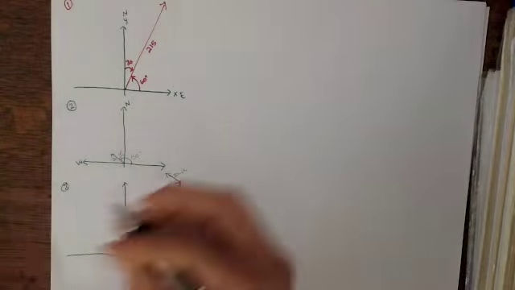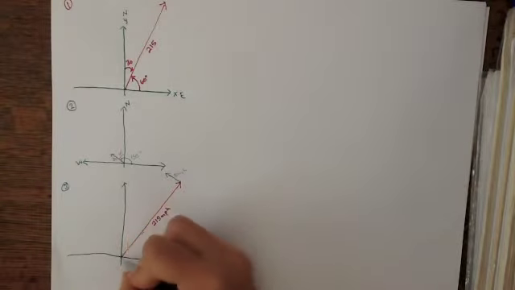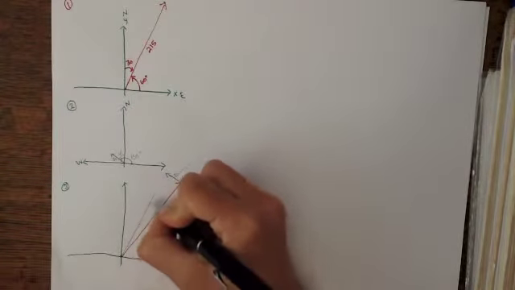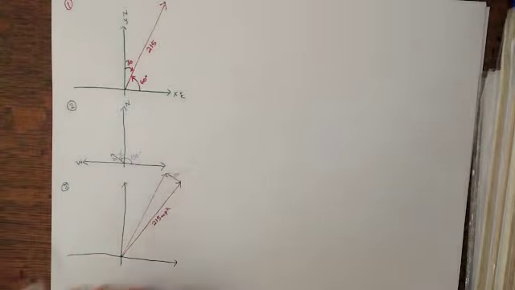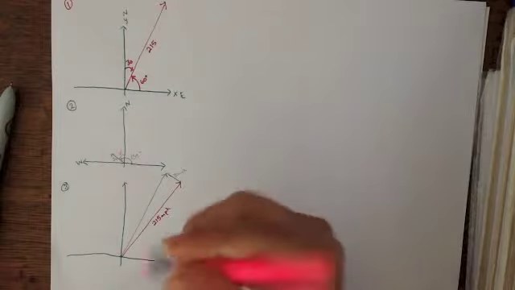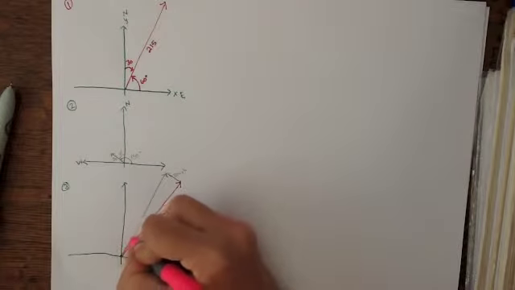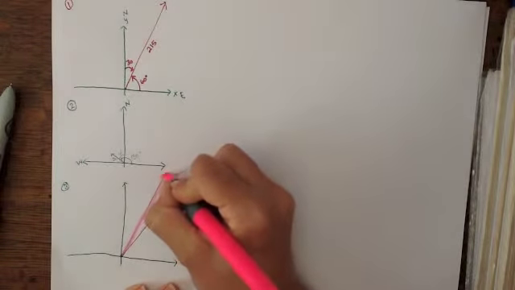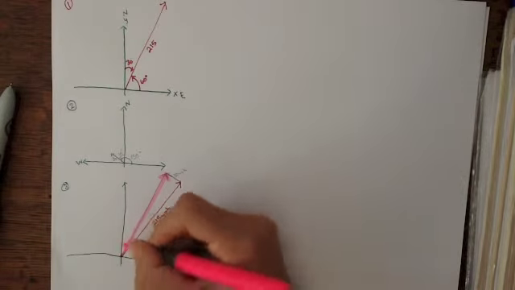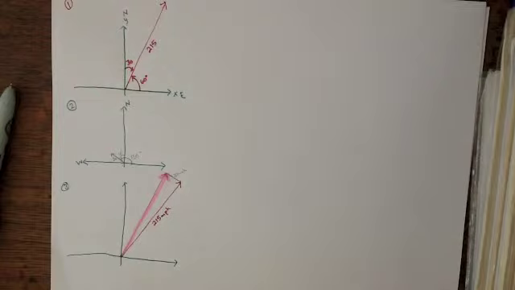So the magnitude of my resultant is the size of the vector drawn from the origin to that point right there, to where the end of where the two vectors are added together. That pink vector that I just highlighted is what I'm trying to find.